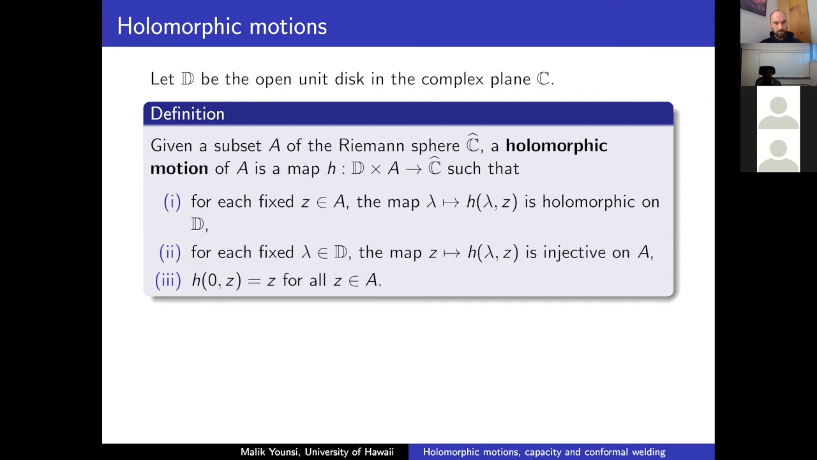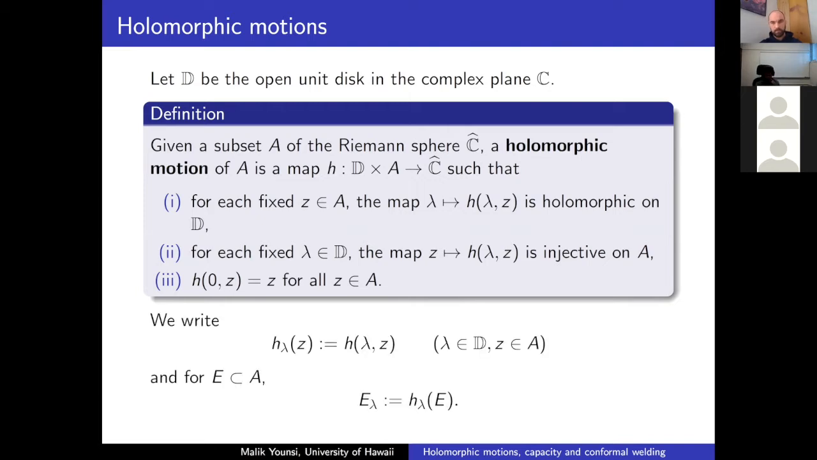So note that there is no assumption on the joint behavior of the function at all. So it's just separately holomorphic in lambda, injective in z, and then it starts at the identity. So for the rest of the talk, I'm going to use the following notation. I'm going to denote by h sub lambda the function that takes z and maps it to h of lambda, z. And then if you consider a subset of A, then you can look at its image under the maps h lambda, which I'm going to denote by E lambda.